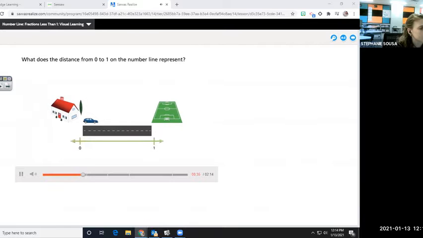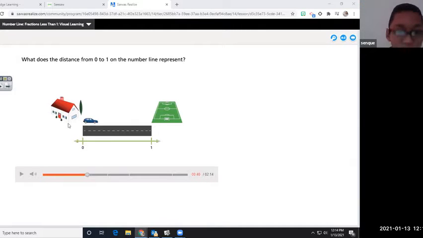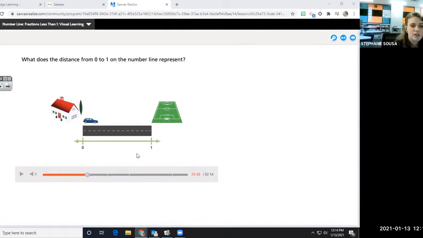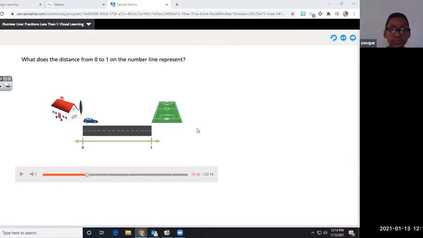What does the distance from 0 to 1 on the number line represent? All right, what does 0 to 1 represent here? What is 0? Let's start there. What is at 0 in this story problem? What's at 0? SinQ, what's right here at 0? The car in the house. Yeah, which is where we started, right? So we start at the house in our car, and we're getting ready to travel to 1.